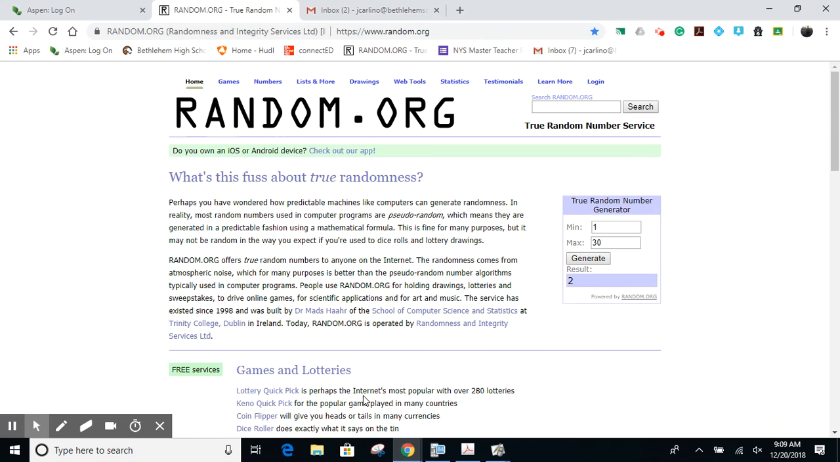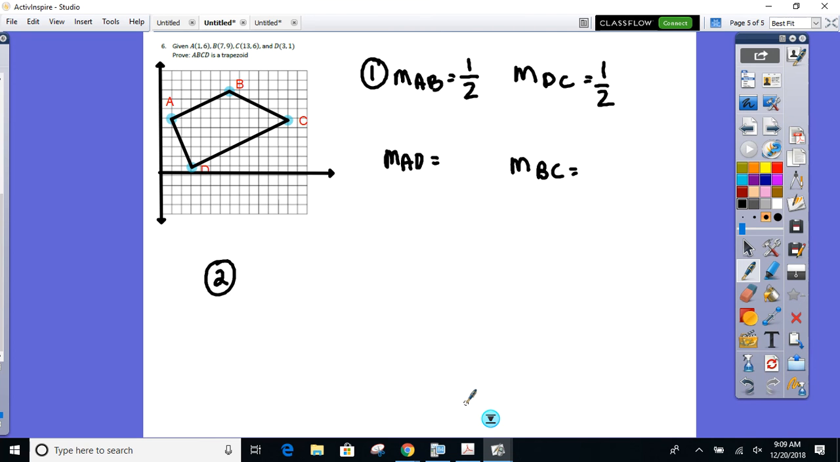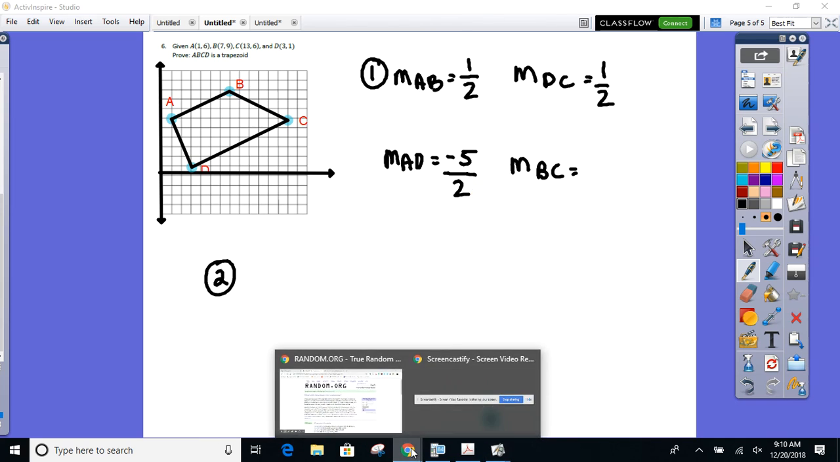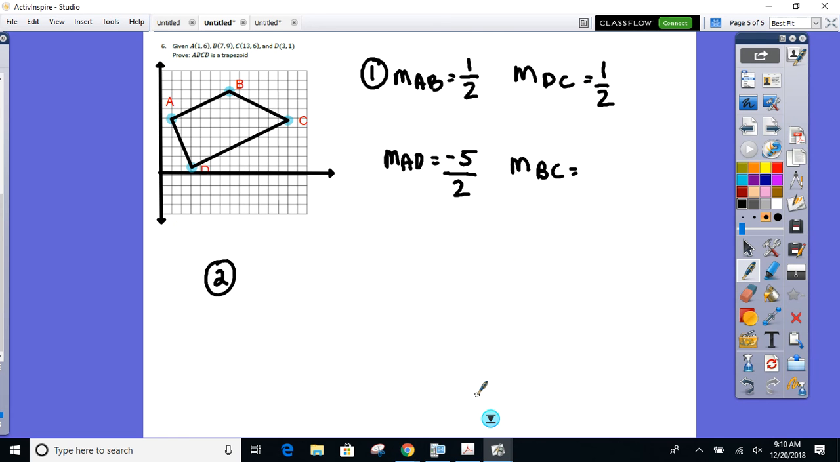Any other slopes you want to give me here? Let's go. Any other slopes? -5/2. How's that look, everybody? Yes, no? Okay, and then what about BC? Anybody got the slope of BC for me? What do we have? -1/2. How's that look? We are right there.